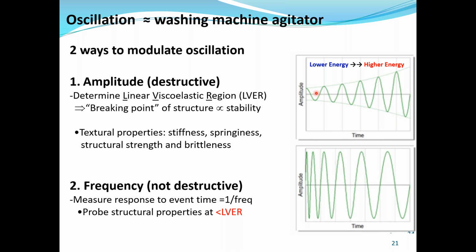We'll switch gears to frequency, which is assays which are not destructive. In this case, it measures the response of a material over the event time. Keep in mind that frequency is inversely proportional to time. So in this case, we are increasing or changing the frequency. In this case, we're going from high frequency to low frequency, and that's okay as long as you're within the linear viscoelastic region. You want to make sure that you're probing the structural properties of your material that are rheologically intact, and being below the linear viscoelastic region ensures that.